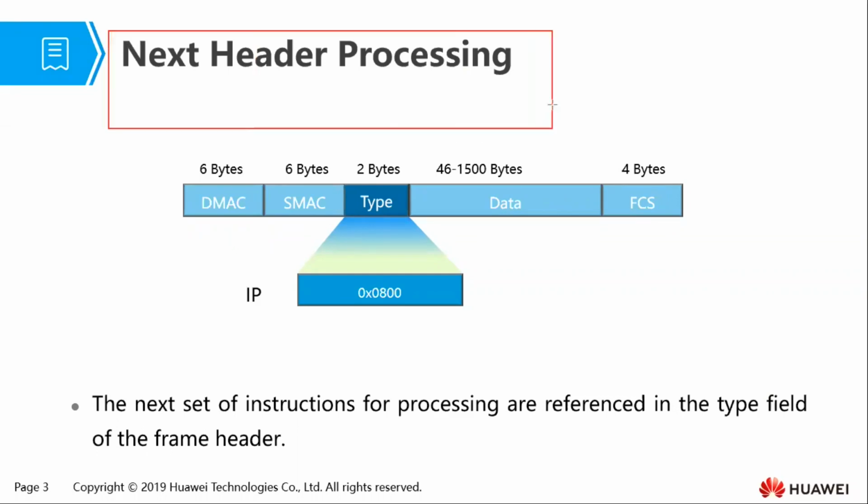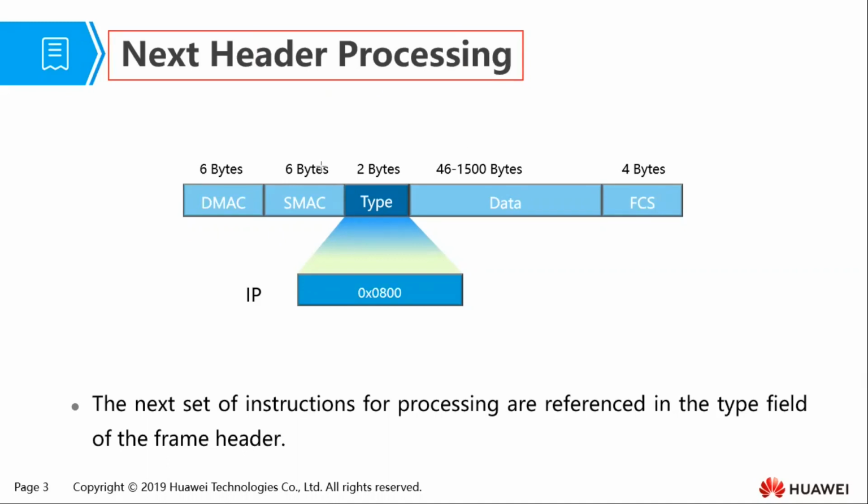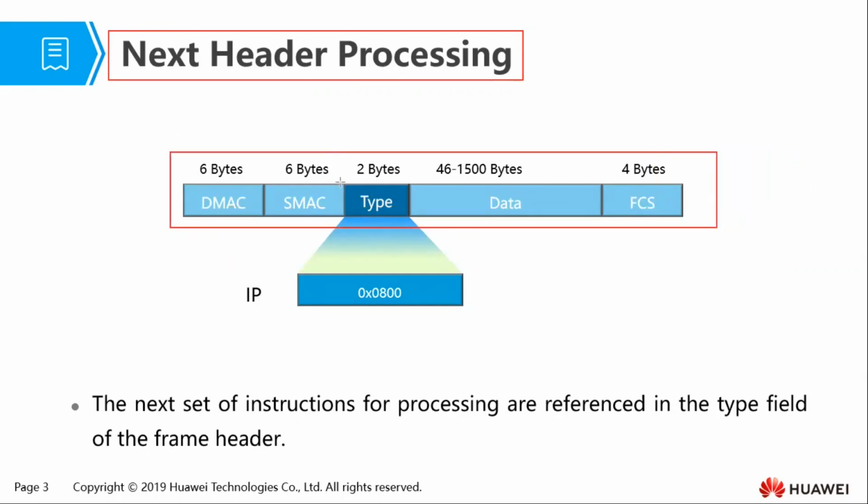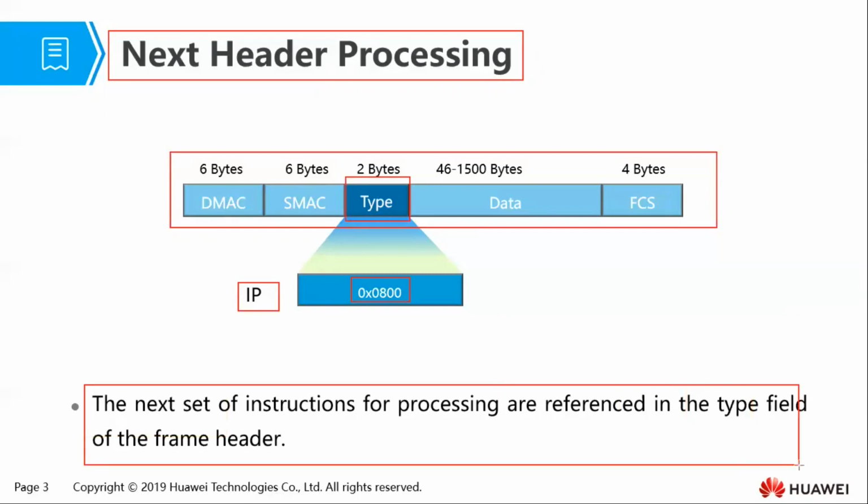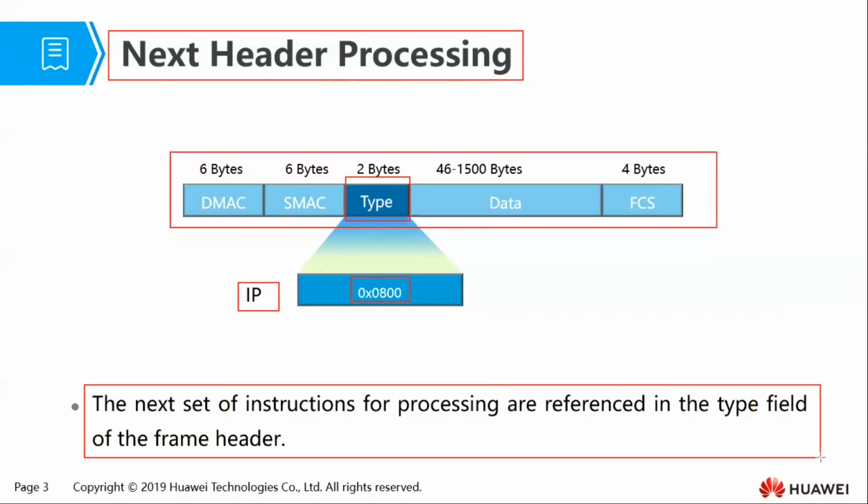So the next header. How do we know what's the next header? So in the Ethernet 2 frame, we have the type field. Now, when the type field has this hexadecimal value, it means we are passing it to IP protocol. So that's the next header. So the next set of instructions for processing are referenced in the type field of the frame header.